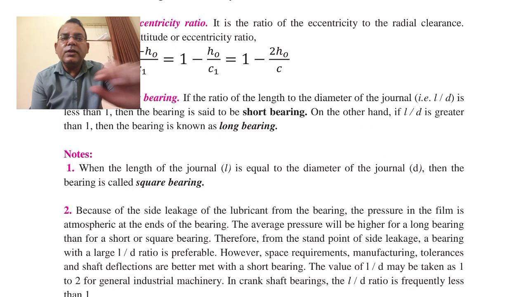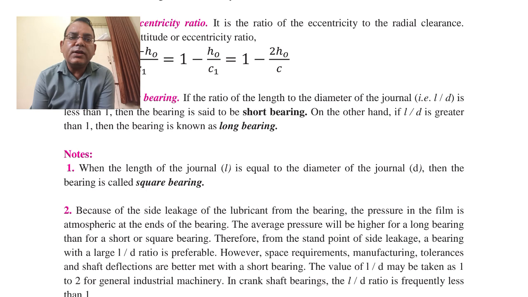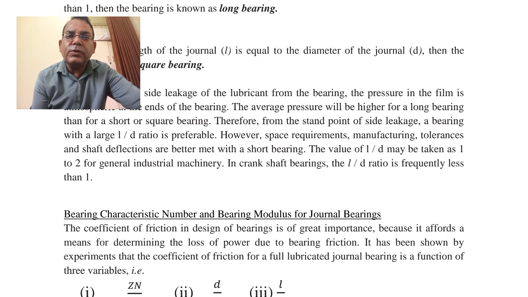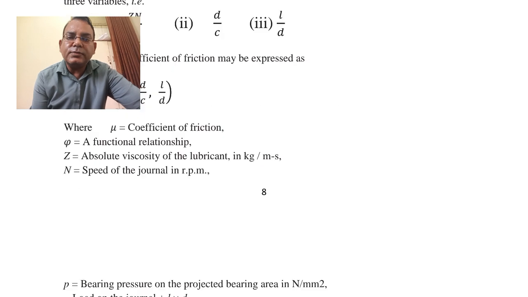Short and long bearing: if L by D ratio is less than 1, it is a short bearing, and if greater than 1, a long bearing. So these are some terms which will be helpful for designing a bearing.